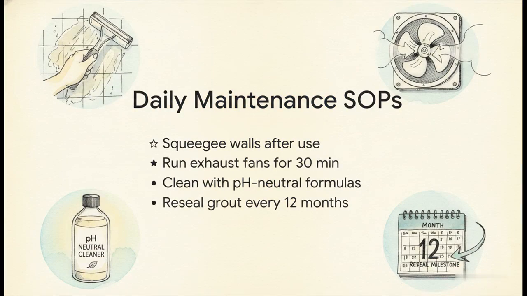Instead, I want you to implement these high-value daily SOPs. Squeegee your shower walls immediately after use. Run your exhaust fan for at least 30 minutes post-shower to drive the room's moisture below 15%. Clean routinely with safe, pH-neutral formulas to avoid chemical buildup. And religiously reseal your grout lines every 12 months. These habits proactively starve mold of the moisture and food it desperately needs, drastically extending the lifespan of your installation.